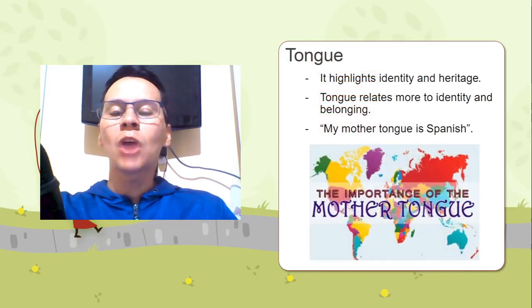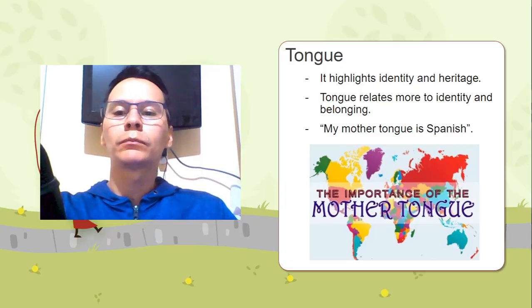The term tongue is often used synonymously with language, but it emphasizes the cultural and ethnic dimension. It highlights identity and heritage. For example, when we say my mother tongue is Spanish, we are not only saying what language we learned first, but also identifying with a cultural background.